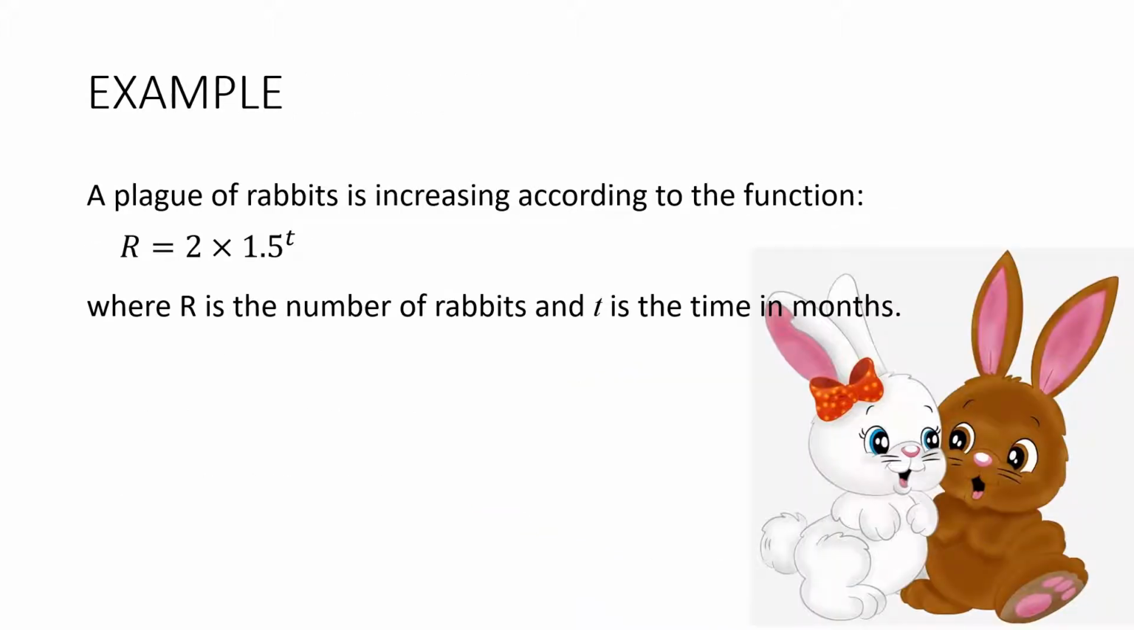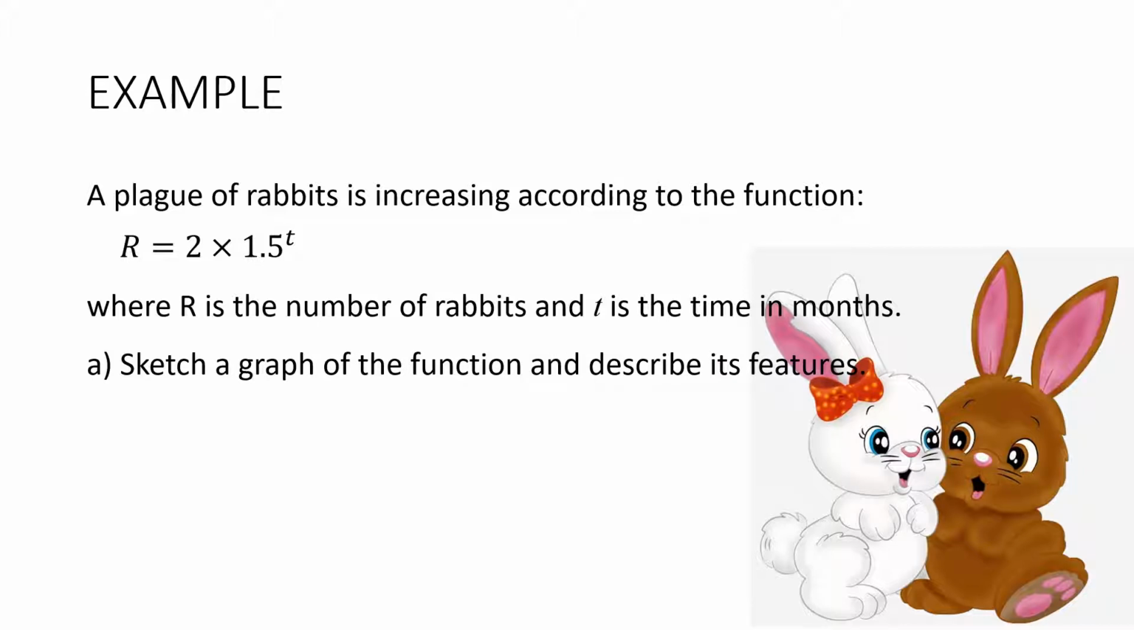So let's look at an example. A plague of rabbits is increasing according to the function r is equal to 2 times 1.5 to the power of t, where r is the number of rabbits and t is the time in months. Part A, sketch a graph of the function and describe its features.